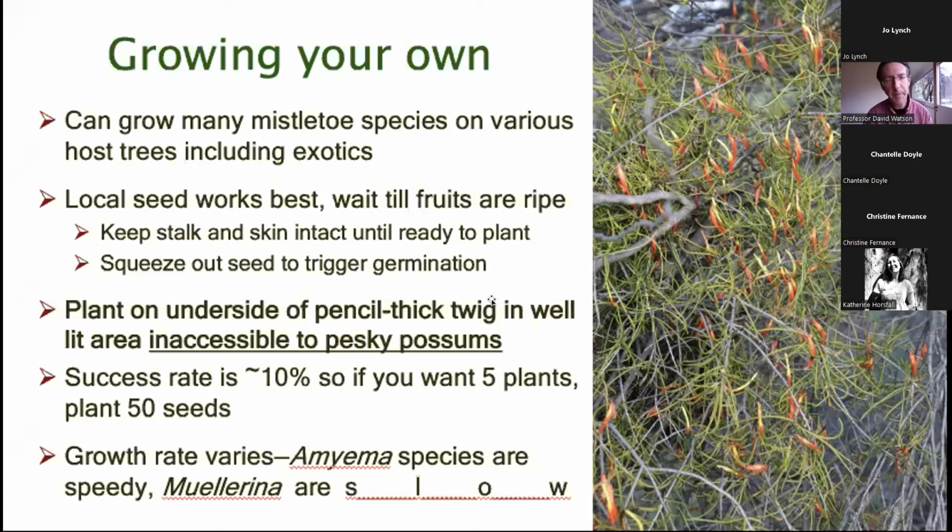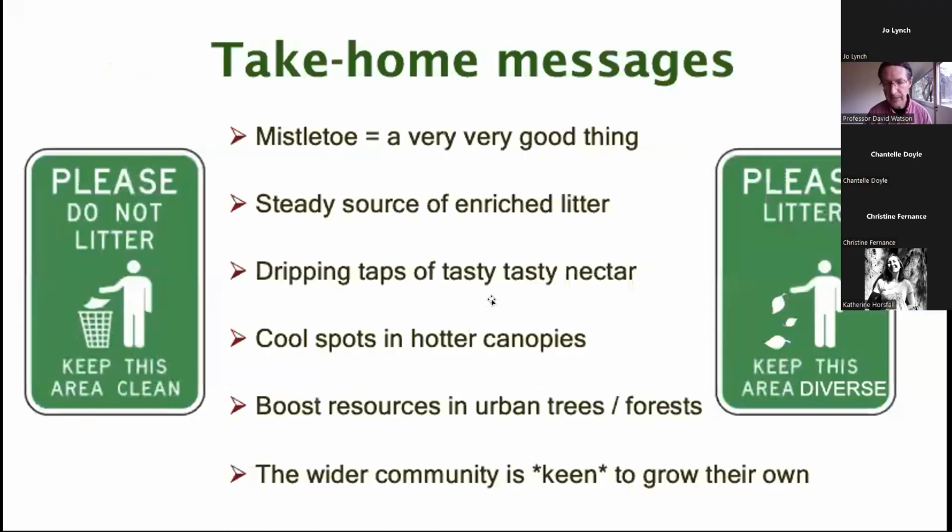And you're looking at about, depending on the species, quite a low success rate. So if you want a few mistletoes, plant a whole lot of seeds. And possums, think about possums, think about enemies, plant it on a spot where possums are less likely to visit. Yes, so look, I'll leave it there.